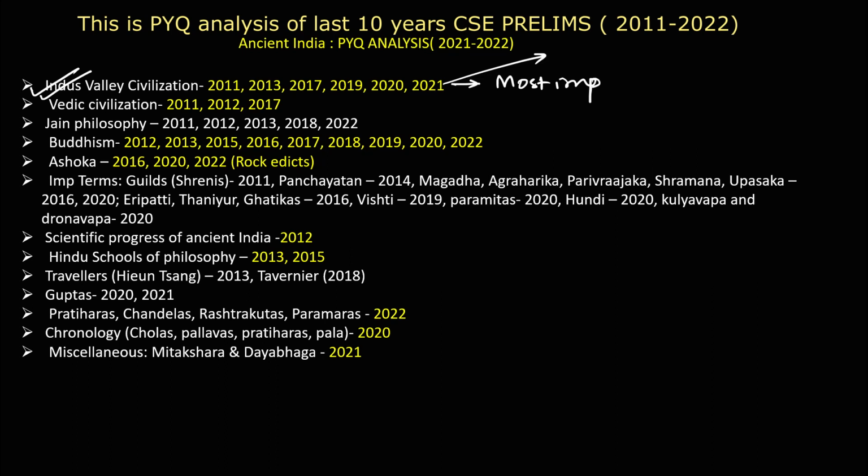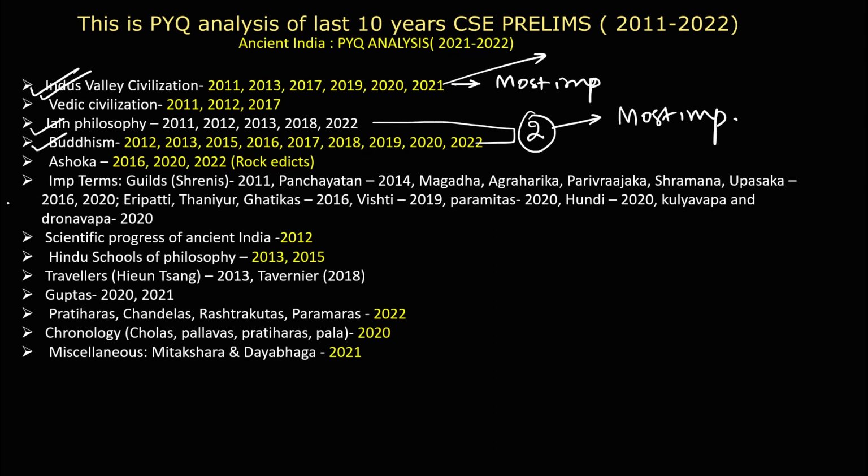The second most important chapter is Jainism and Buddhism. You see a lot of questions coming from Jainism and Buddhism. Every year we have at least one question from Jainism and Buddhism. Some years there are two questions. Even Jainism is important this year, so it is also a most important topic.